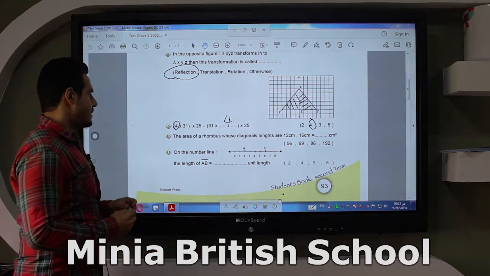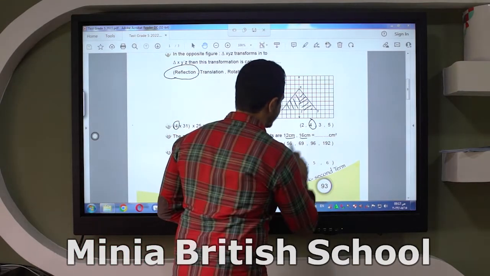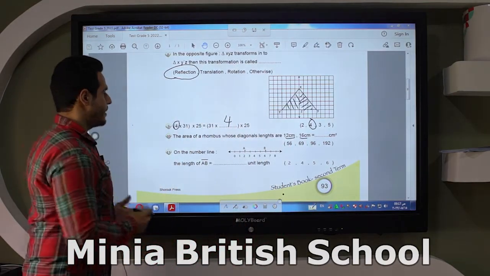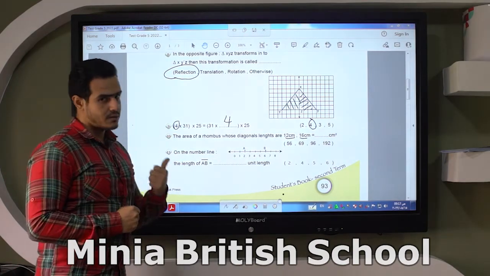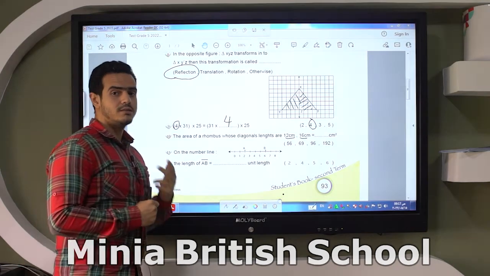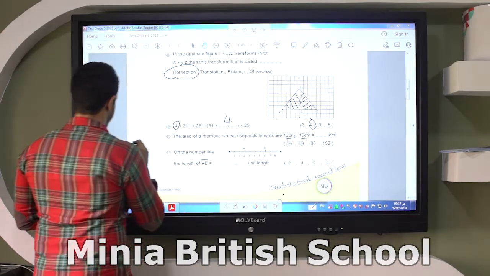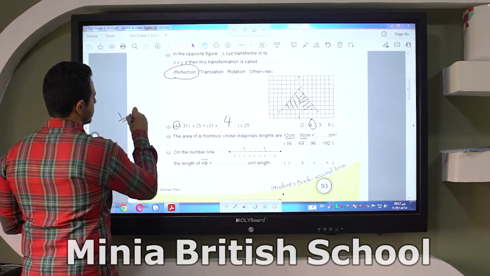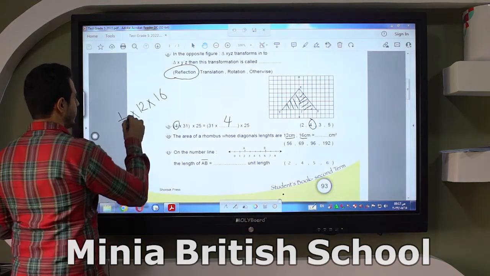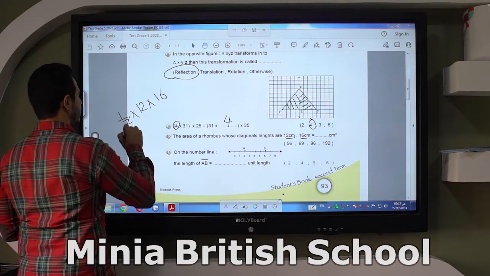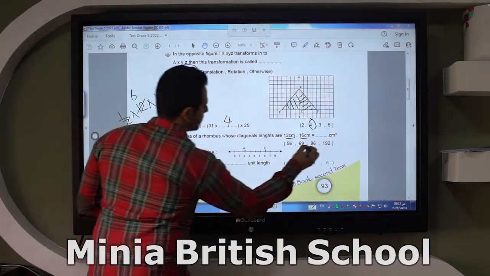Number 10. The area of a rhombus whose diagonal lengths are 12 and 16. Okay, we want the area. We have 2 rules for the area of a rhombus: side length times height, or half times d1 times d2, half the product of the 2 diagonals. So area equals half times 12 times 16. By simplifying, 2 divided by 2 equals 1, and 12 divided by 2 equals 6. 6 times 16 equals 96.